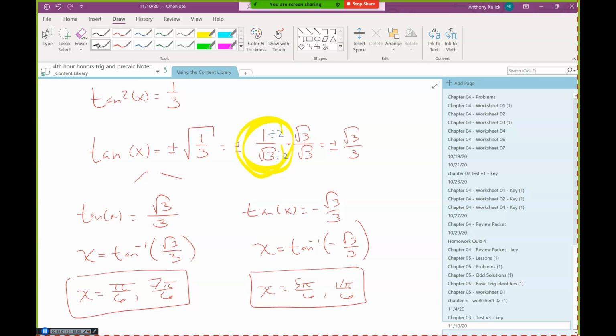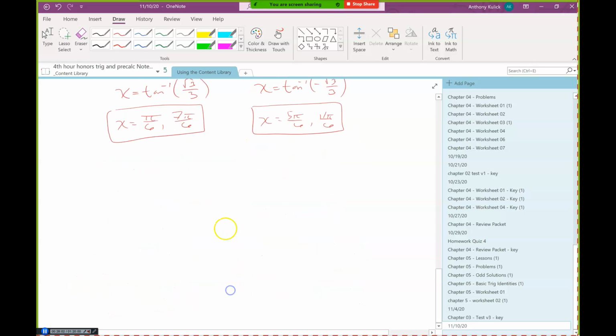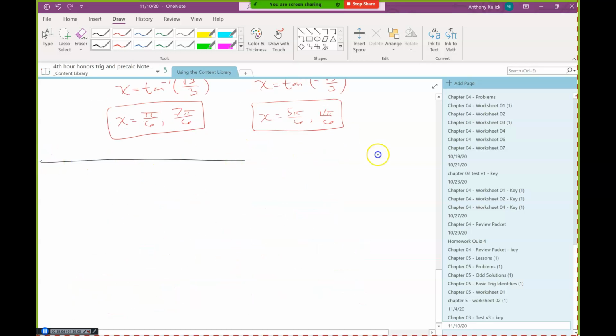Okay. So far, the algebra has been relatively easy. Sometimes going to the unit circle and retrieving the values is not trivial. Let's look at another example here.